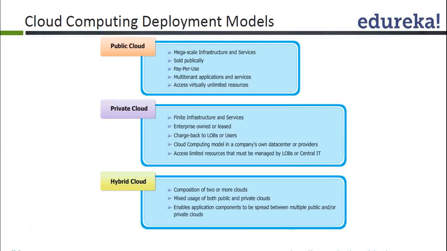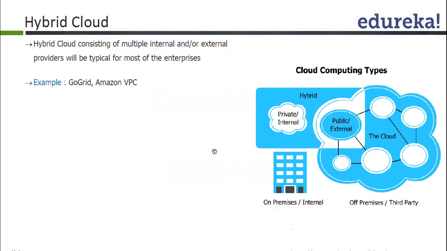Okay, coming back to cloud computing deployment models. The first one is a public cloud. You get massive infrastructure and service, publicly available, pay-as-you-go model, right? In the private, you would always have finite resources. Hybrid, somebody asked me about the hybrid. So here is how the hybrid would look. This is generally an off-premise data center, more like a cloud, where you would be hosting your web applications.